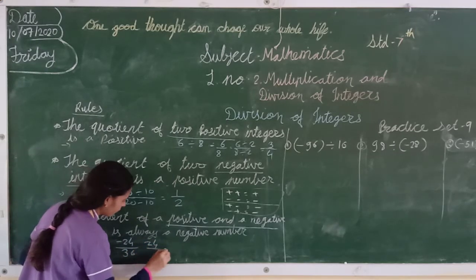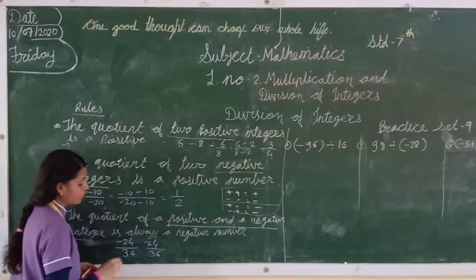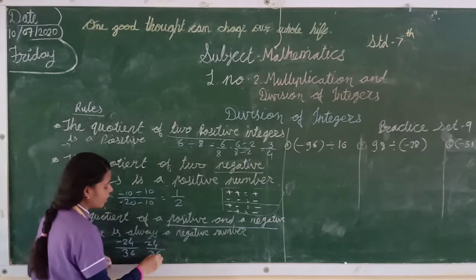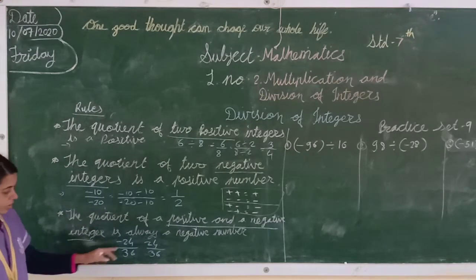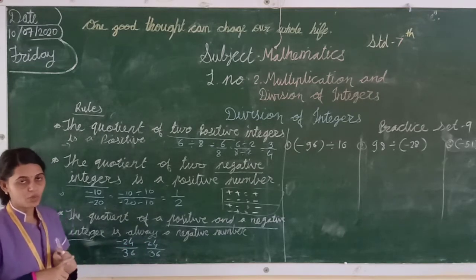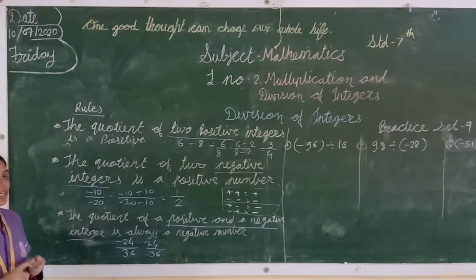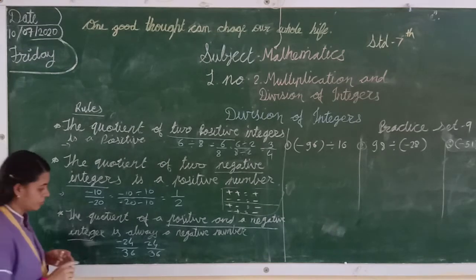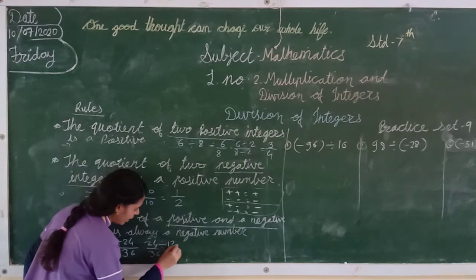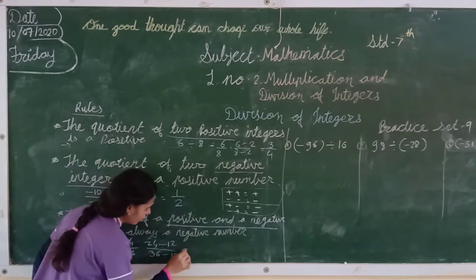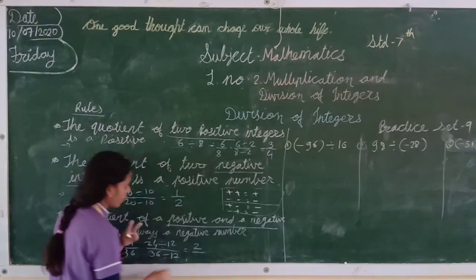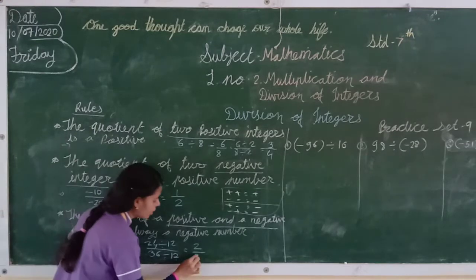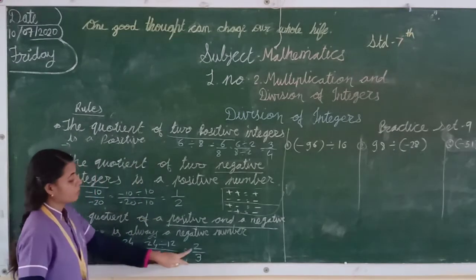24 divided by 36. Both numbers 24 and 36, in which table do they come? 12 ones are 12, 12 twos are 24 and 12 threes are 36. So we will divide by 12. Our answer is 2 upon 3.